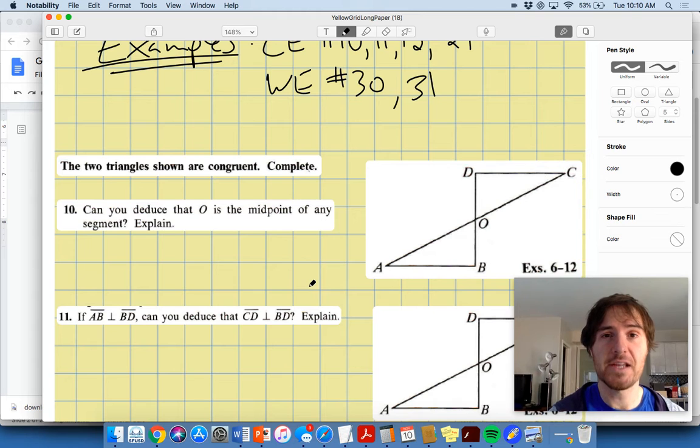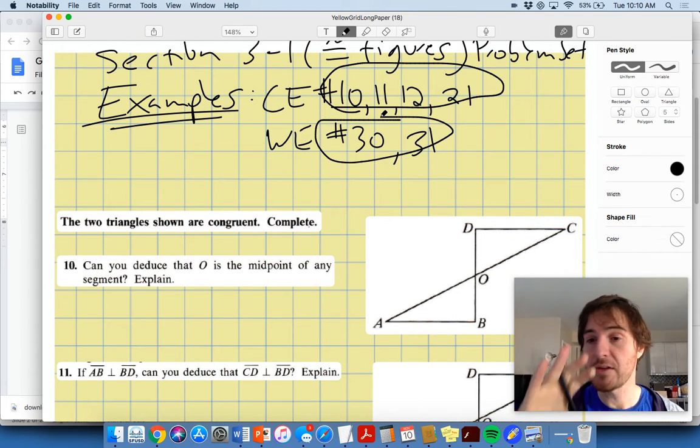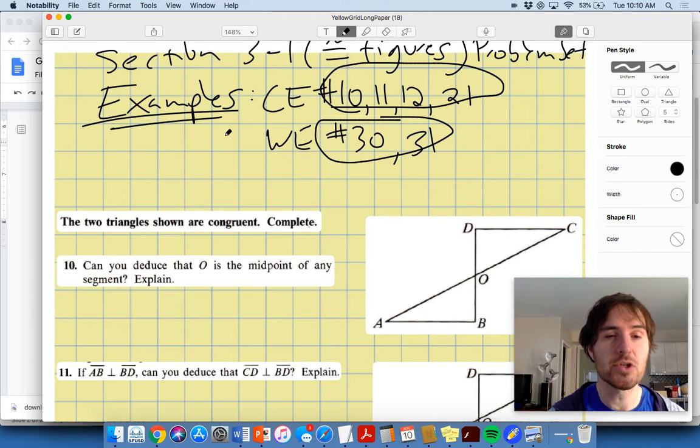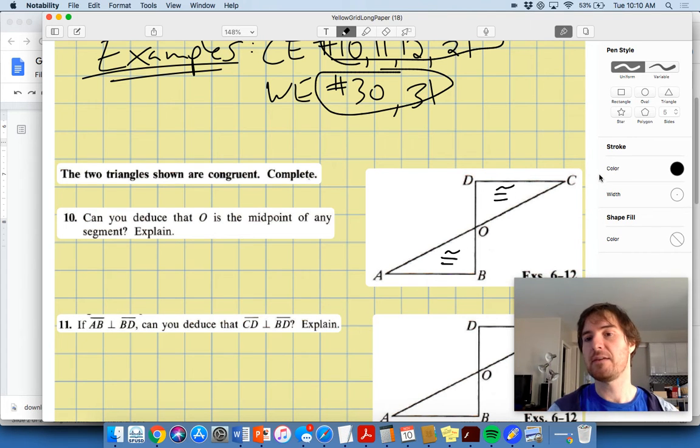I'm going to go through the few examples. Again, these are the ones that we're going to do right here. We're going to do these classroom exercises, and then we're going to do these written exercises. So only a few of the problems here. These two triangles are congruent, complete. Very nice. So what are we given? Given premise, this triangle here is congruent to that triangle. Lovely.